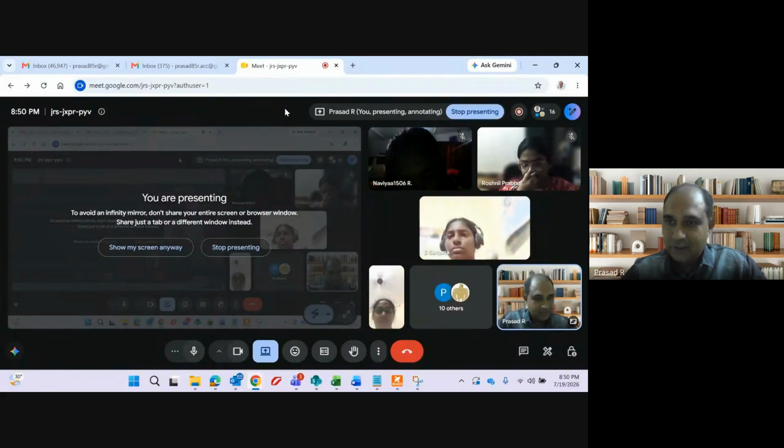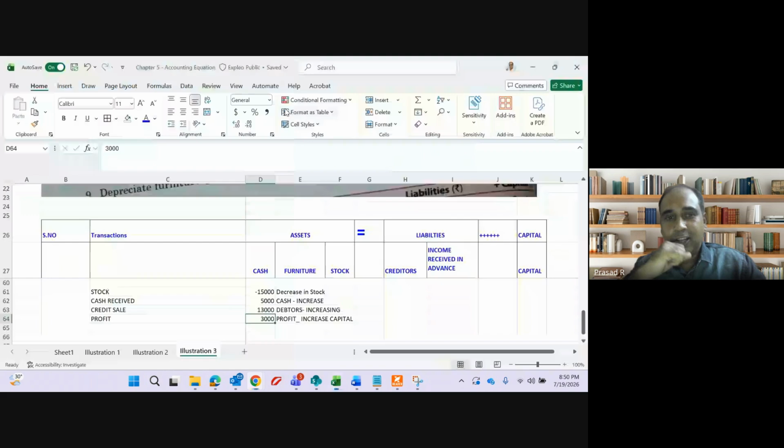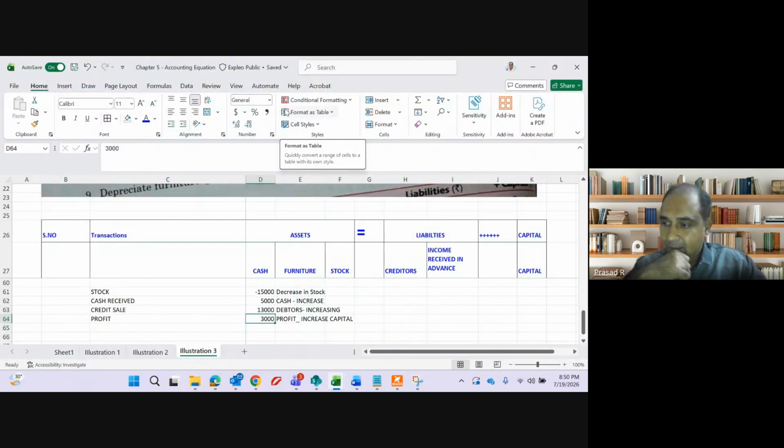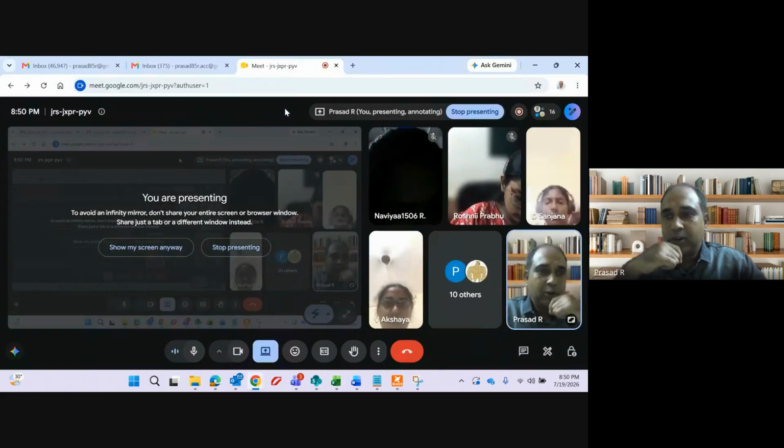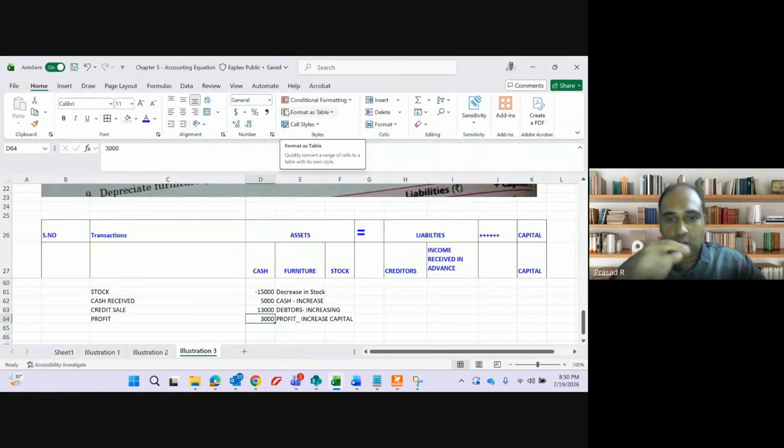Clear? One transaction, 4 impacts. Note it down, guys. Very important. Mark this adjustment as important. Point number 8, put somewhere. Note it down in your TS Grewal. Whenever you are revising, you have to revise this. Note this concept also.